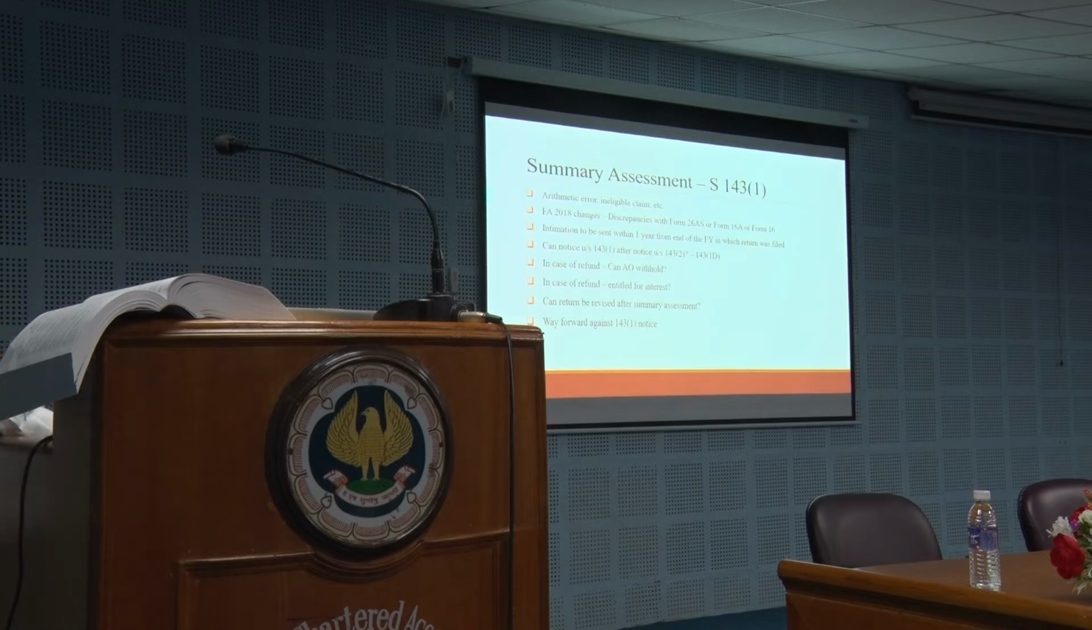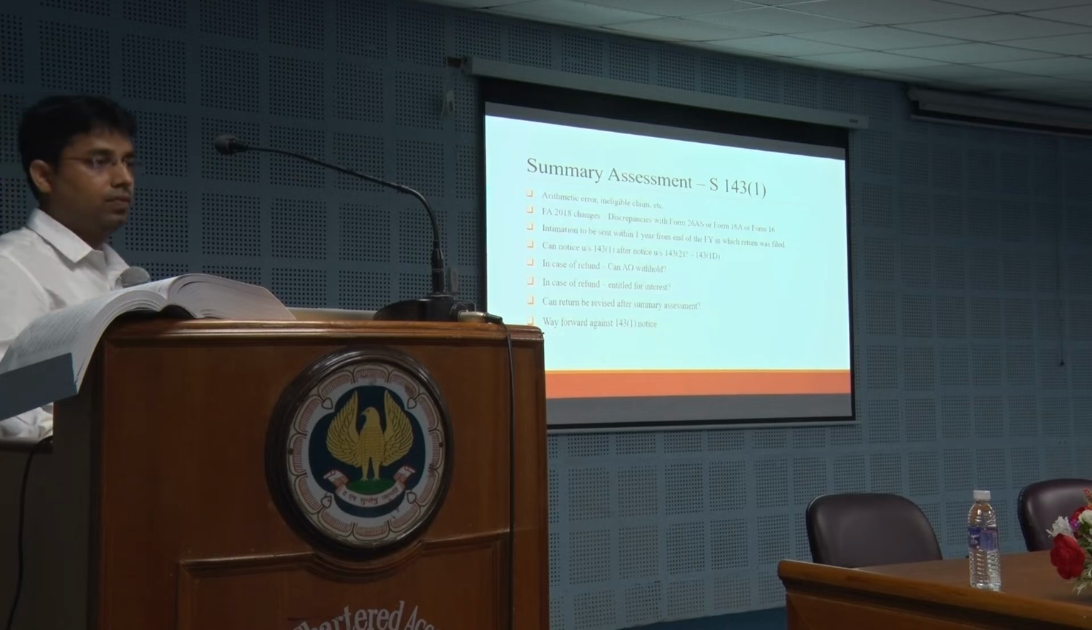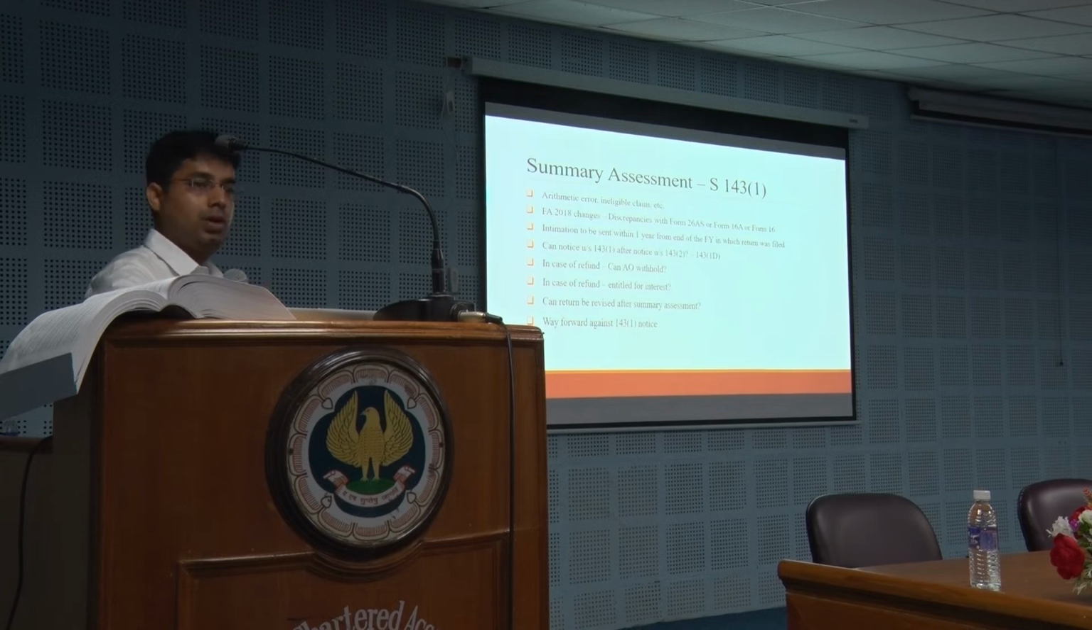The way forward against a 143(1) notice, if you have some tax payable, or your loss has been reduced, or some allowance has not been granted: what can you do for that? Section 154, or I can go on appeal also before the commissioner. Perfect. So you can do both. You can file 154 and you can also approach the commissioner.